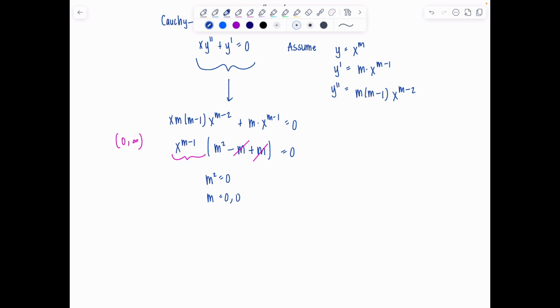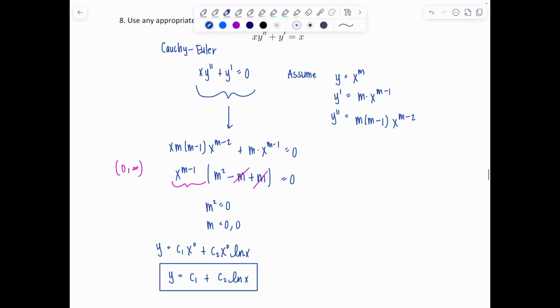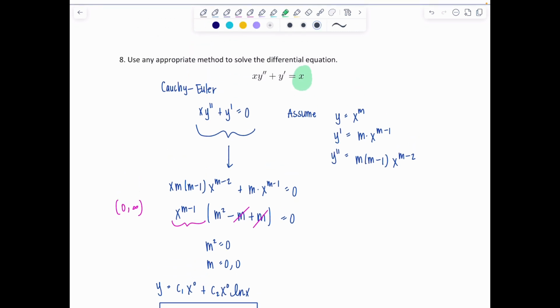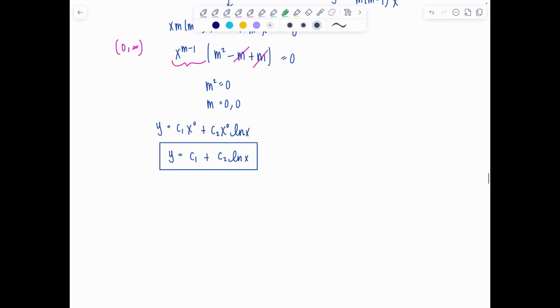So the solution will have the form y equals c1 x to the 0 plus c2 x to the 0 ln of x. So basically y is c1 plus c2 ln of x. Now we have to do variation of parameters since this was non-homogeneous. We have x over here, so this is y1. y1 is just 1, and then y2 is natural log of x.